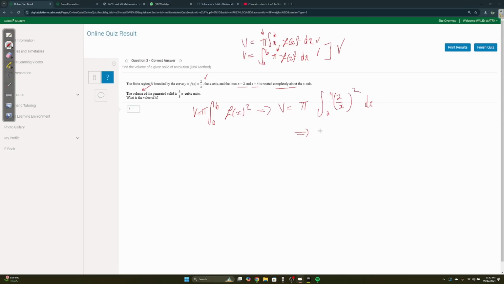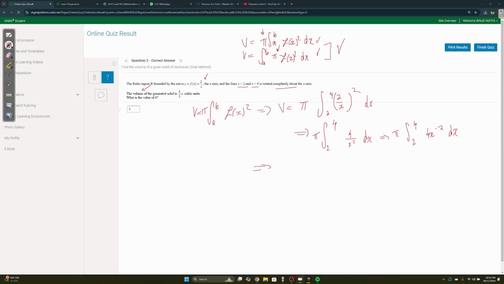You're going to have pi integral, 2 over x. Whoa, what am I doing? Integral 2 to 4. I need the square. I forgot the square. When you have a fraction squared, you just put the square inside. So it's going to be 4 over x squared dx. And I'm pretty sure all of you know how to integrate this. You have to take x squared up.